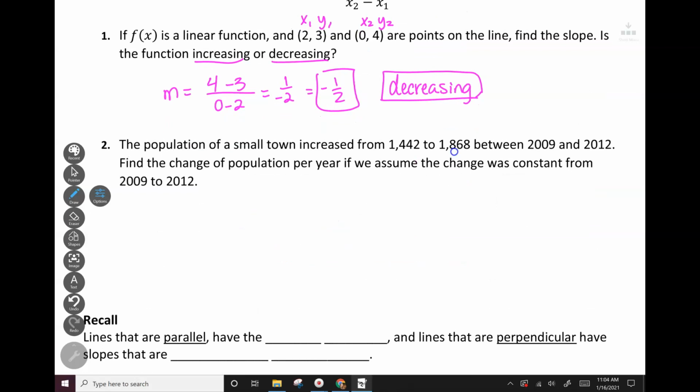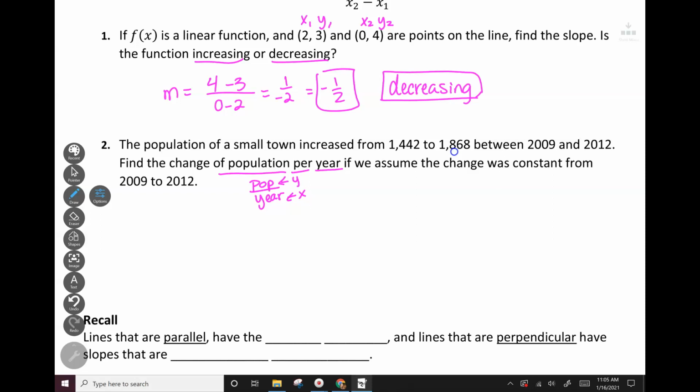The population of a small town increased from 1,442 to 1,868 between 2009 and 2012. Find the change of population per year if we assume the change was constant from 2009 to 2012. All right, so we're going to do the change in population per year. So that means I have population over years. So that means my population is going to be my y, and my year is going to be my x. Typically, time is the x value. You're seeing how something changed in terms of time.